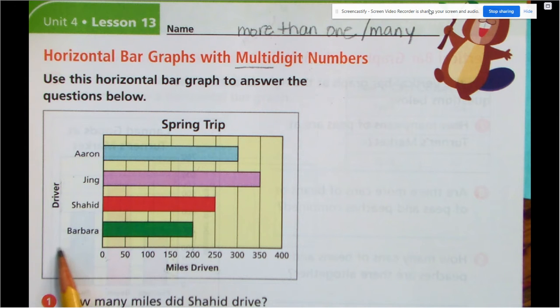And I want you to look here at the numbers that we're using. Right? Yesterday, we were hopping by twos or fours. Today, every hop is 50 miles. So we've got 50. Okay, 50 more would be 100, 150, all the way up to 400 on our graph. Okay, so we're going to look at these four people and we're going to figure out how many miles they've driven on their spring trip. So we're going to look at that first before we go ahead and answer any questions.